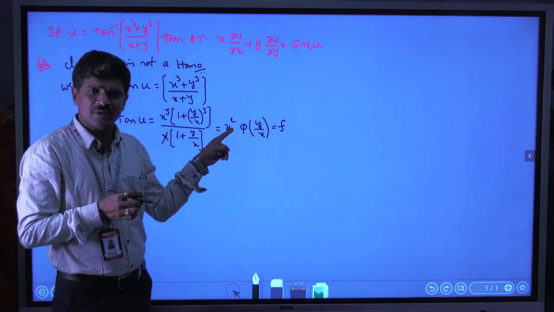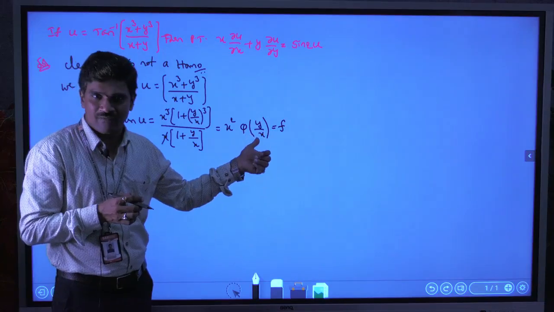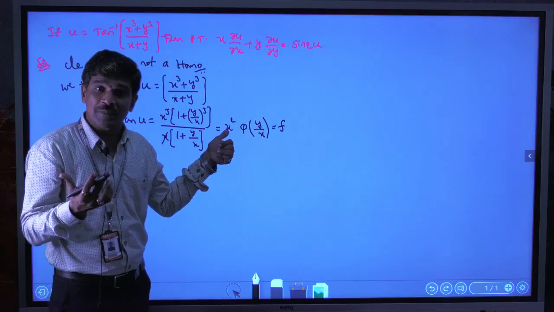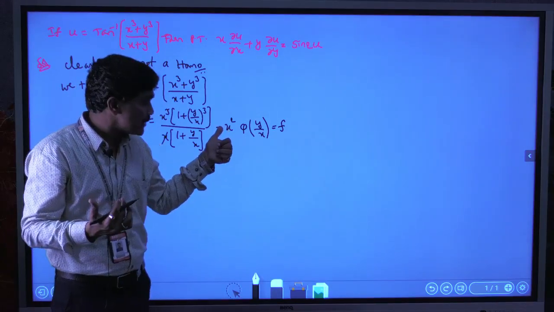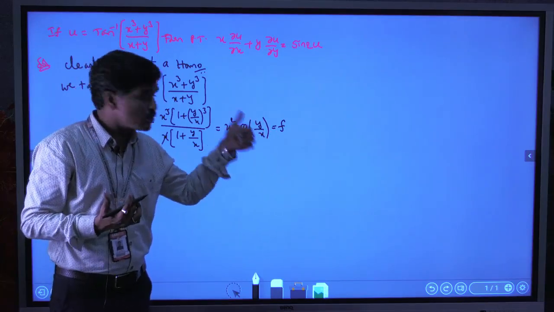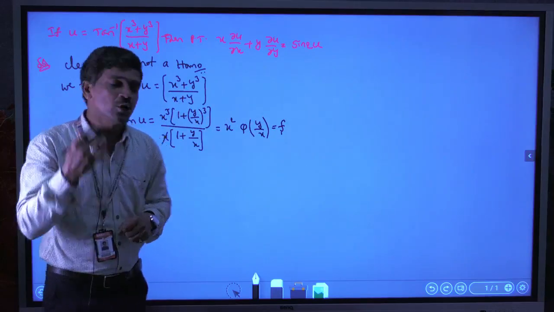Just replace x with kx, y with ky. So here we get ky by kx, we get the same function phi of y by x. Here x square means k square x square, that means k square into x square phi of y by x, and we get the same function. So that's why clearly f is the homogeneous function of degree 2.